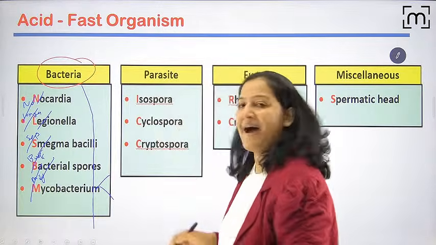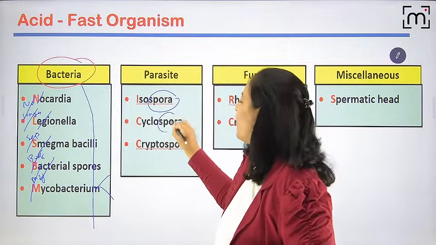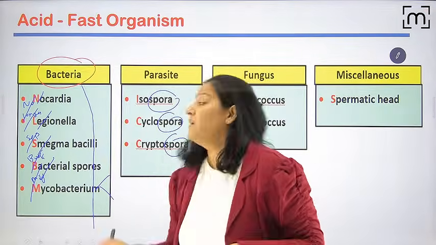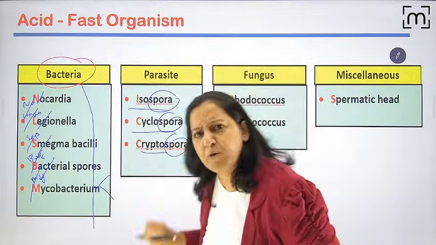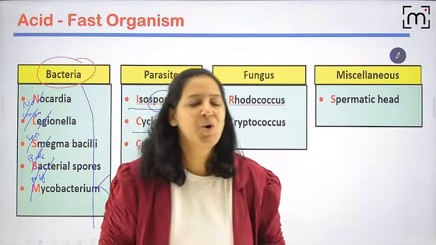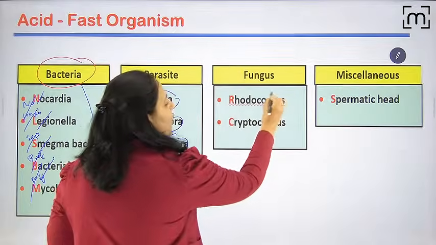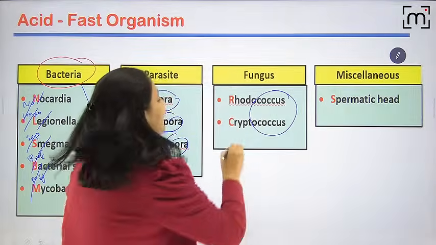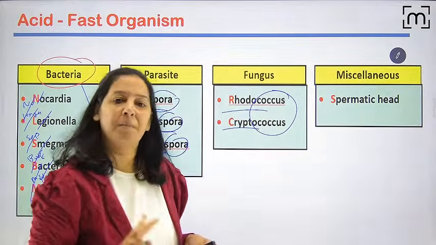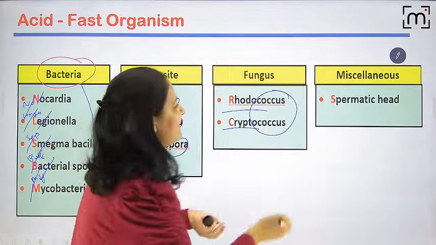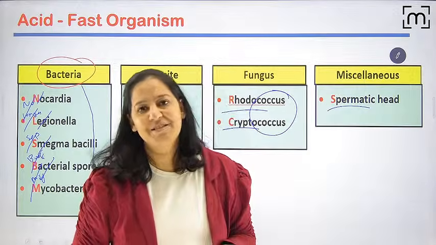Okay, now what are the 3 parasites? The 3 parasites are spora, spora, spora. All spora: Isospora, Cyclospora, Cryptosporidium. What are the 2 fungus? The fungus are coccus, coccus. Both are coccus: Rhodococcus, Cryptococcus. Both the fungus are coccus. And miscellaneous, we have sperm.